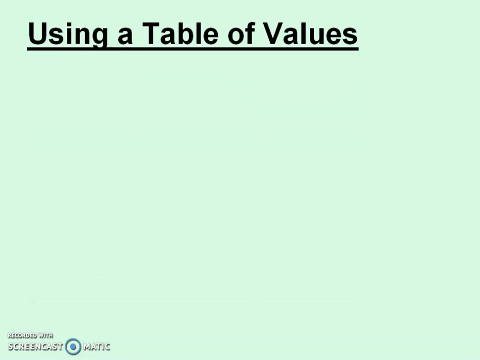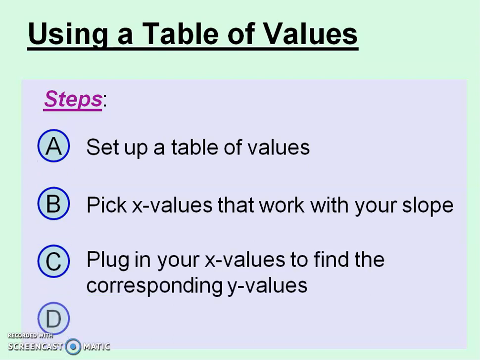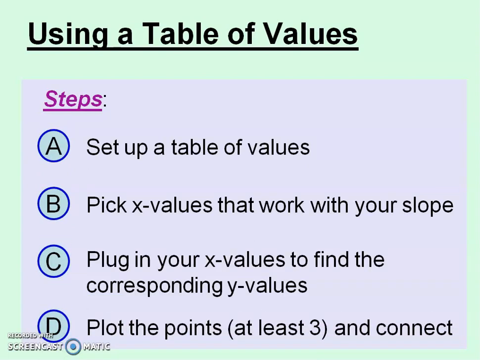So method one was to use a table of values. And here are the steps involved. The first one is to set up your table of values. That's just making a grid that has an x and y. The second step is to pick some x values that work with your slope, and I'll talk a little bit about that. The third step is to plug in the x values that you selected and solve for the corresponding y values. And then the fourth is to plot the points, at least three. You really only need two to draw a straight line, but the third one ensures that you haven't made an error. If all three of them are collinear in the same line, then you're confident that that's the correct one.